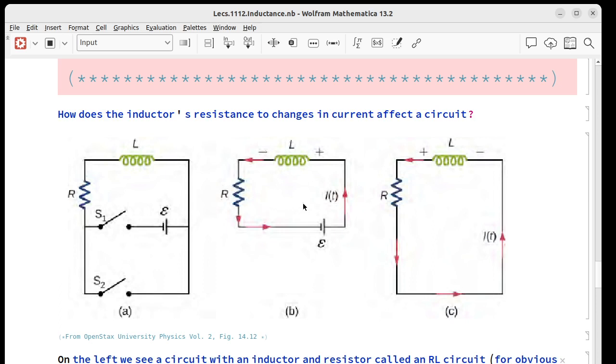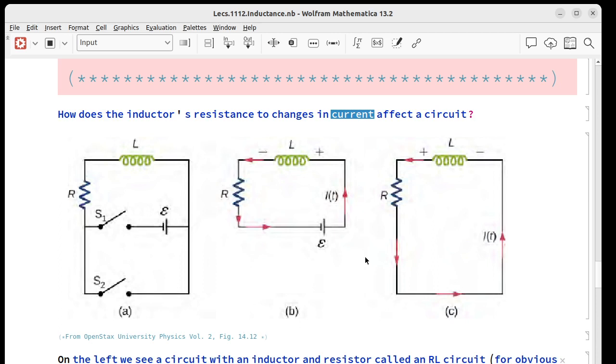We're going to get an exponential relationship on that trip from 0 to EMF over R because we're looking at the current, and the change in current is what determines the current. So again, we're going to have an exponential like we did for the RC circuit.